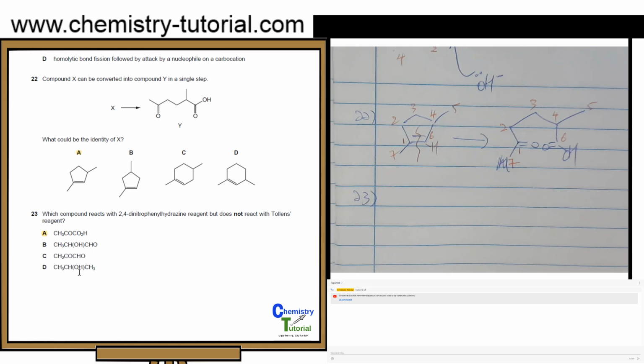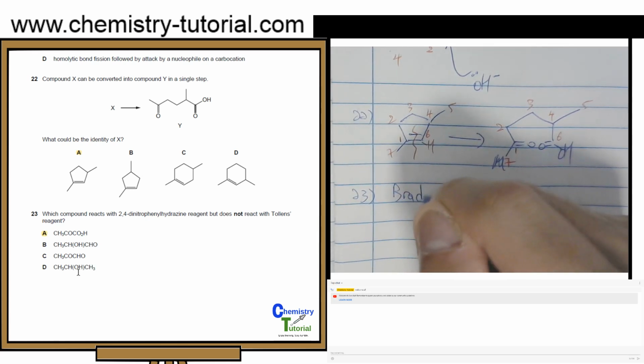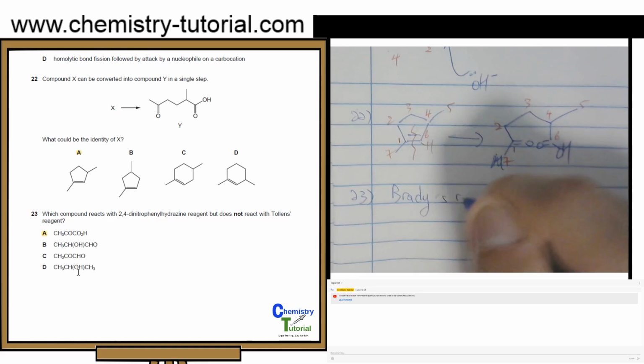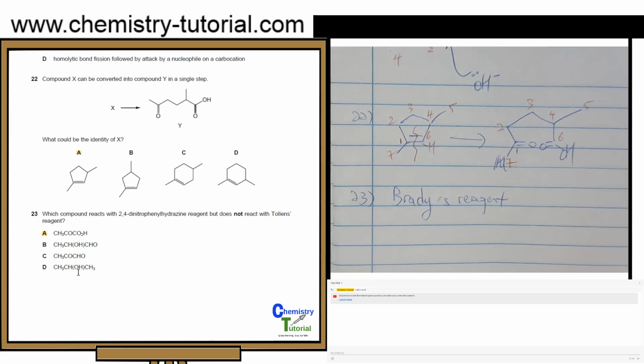Option D contains a hydroxyl group, which means this is an alcohol. And an alcohol cannot react with 2,4-dinitrophenylhydrazine. Sometimes it's also known as Brady's reagent. Brady's reagent, B-R-A-D-Y apostrophe S reagent. Hence, the answer is option A.